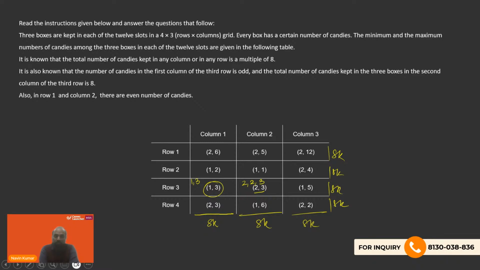Also in row 1 and column 2, there are even number of candies. So we are looking at row 1 and column 2. We have even number of candies. That means we can only have 2 or 4 candies here. And the third candy can be 2 or 4.